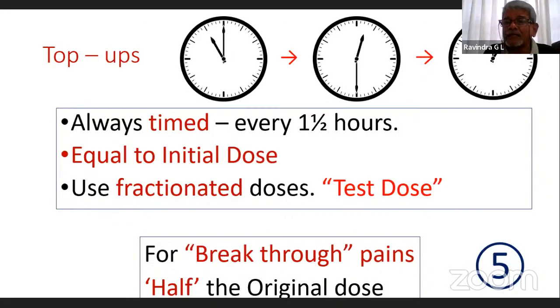For the breakthrough pains, we usually give half the original dose and don't count it. Again, at 2 o'clock, I give the full dose again. And in such a case, I usually step up to the higher concentration from ULE, that means 0.0625% to 0.1%, we step up.